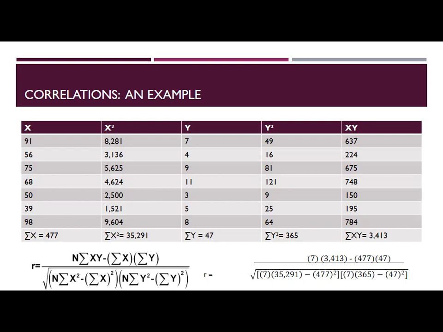So again, if we look at the bottom floor, notice the first part of the bottom floor, n times sigma x squared, subtract sigma x, pause, squared. Okay, so now let's look at where I put the numbers in on the bottom floor under the square root sign. 7 times sigma x squared, well, let's look up on the chart. Sigma x squared is 35,291. There it is. So 7 times 35,291. Subtract, and then it says in parentheses, sigma x, pause, squared. So I put in, let's see, what was sigma x? 477. So I plug that in there, and I know that that's going to be squared.